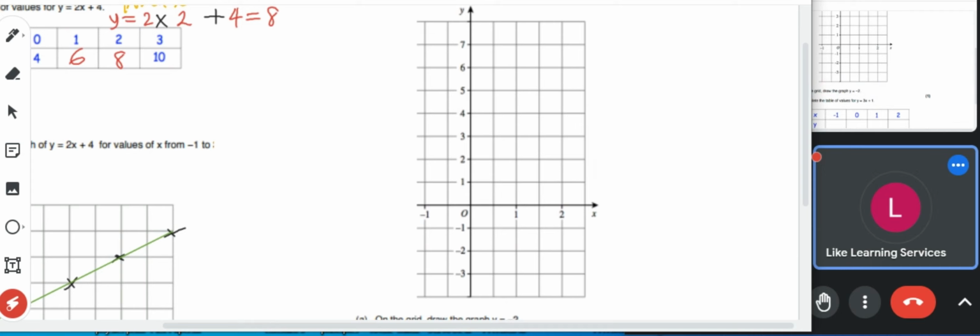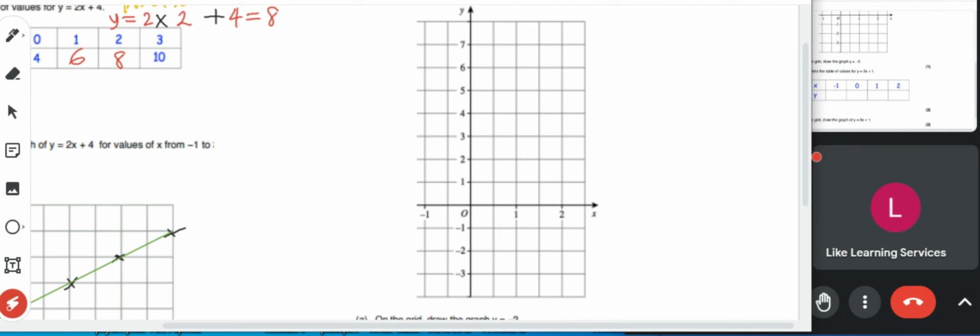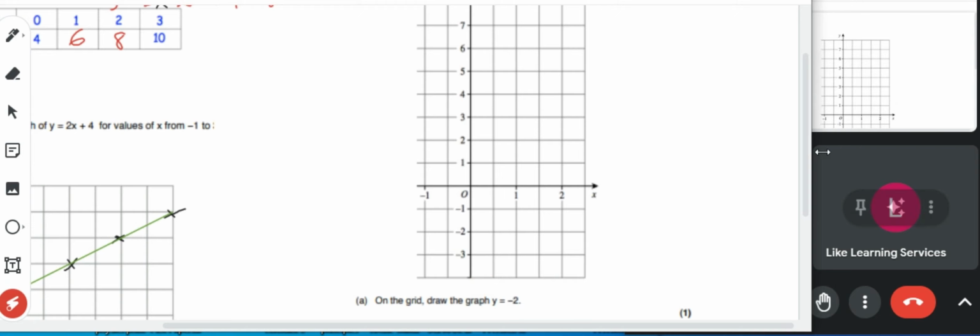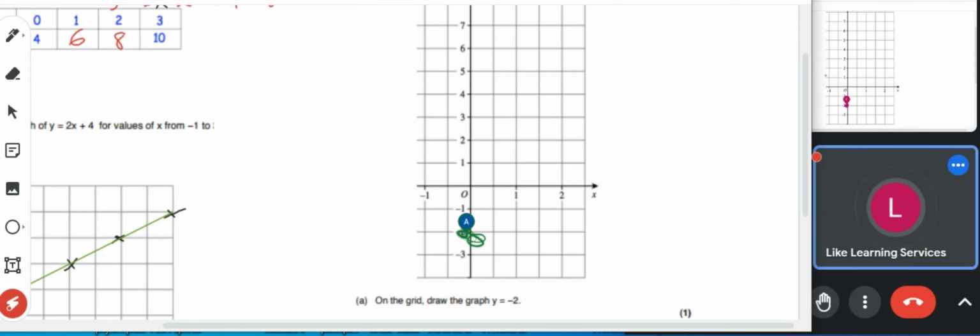I need you to dot it. Use your laser and dot it. Well, y equals minus 2. Yes. Okay. On the grid. Yep. Okay, that's correct. This is y equal to minus 2, correct?